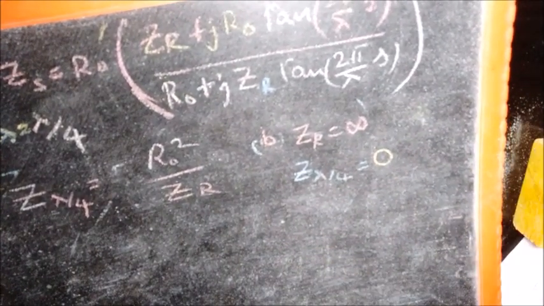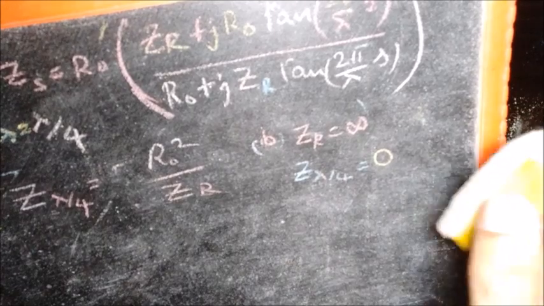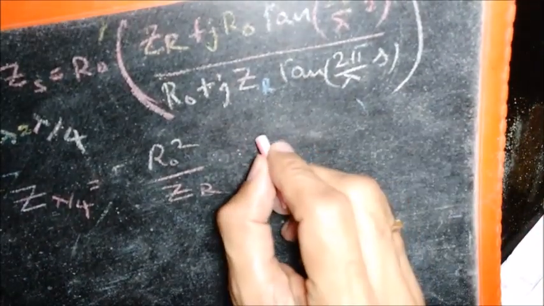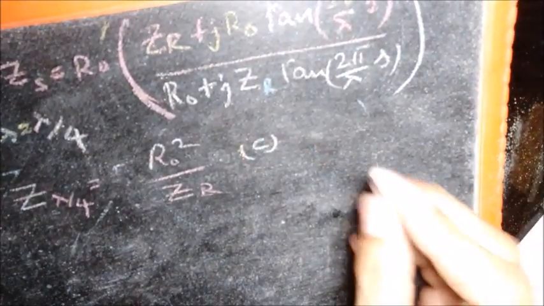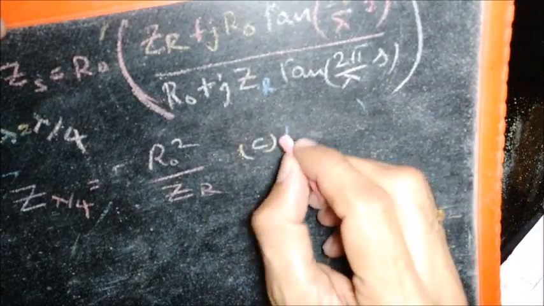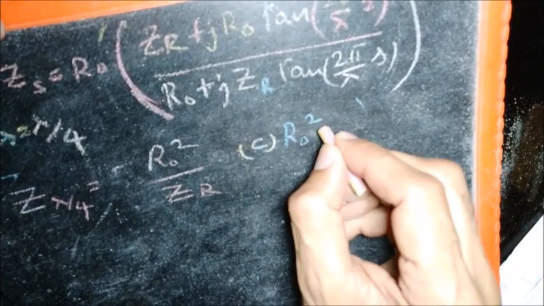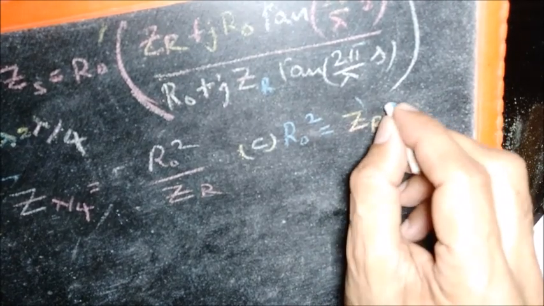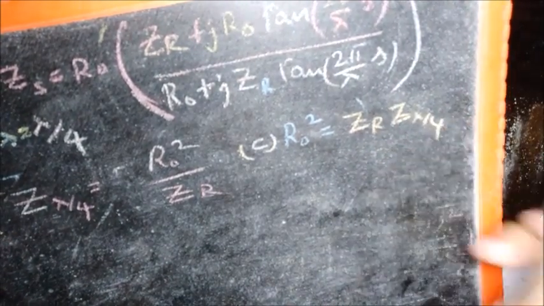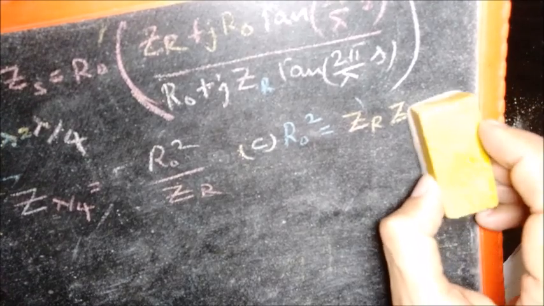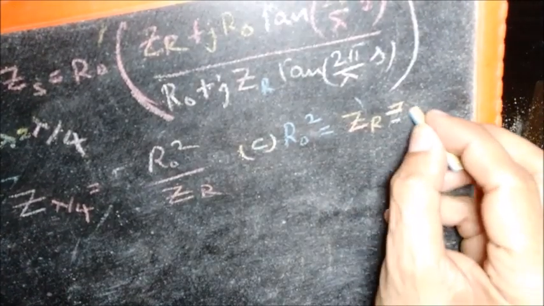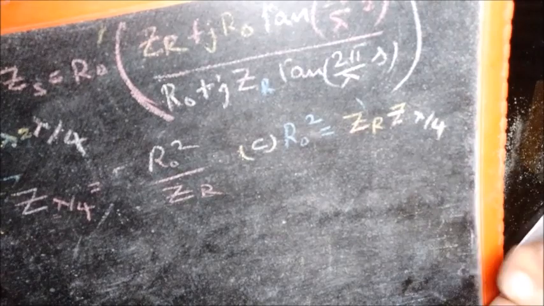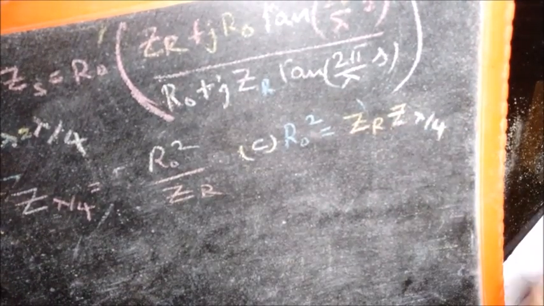That is the second observation. And the third observation is what happens if R0 square is somehow adjusted to be ZR Z lambda by 4. So this need not always happen. So let us just see what happens if this is indeed the case.